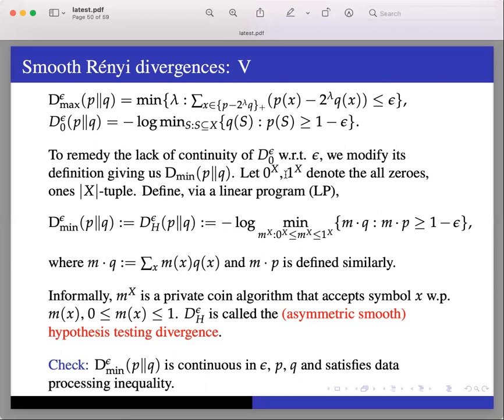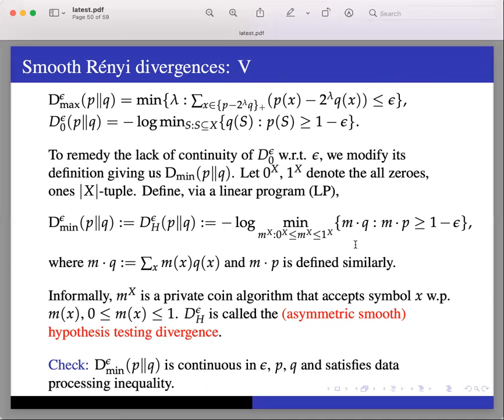To define D min epsilon, let's use some more notation. So 0_X and 1_X denote the all zeros and all ones X-tuple. And now D epsilon min is defined by a linear program. It's also called the hypothesis testing relative entropy. Here X is the sample space, the set of all symbols. It's also called the hypothesis testing relative entropy, and we'll justify this nomenclature. So this is the definition.